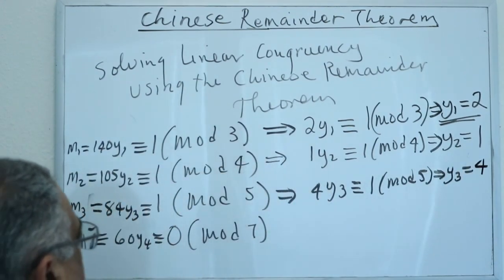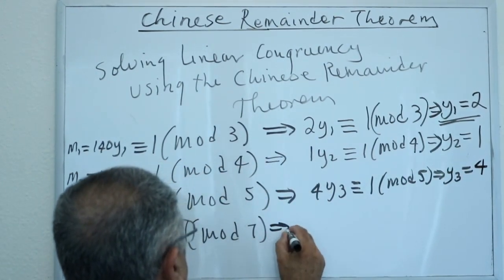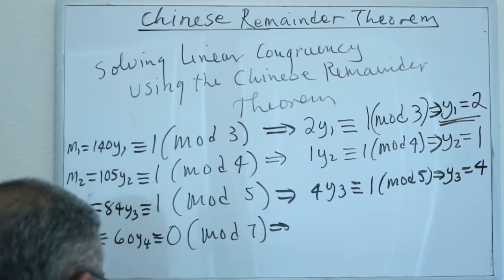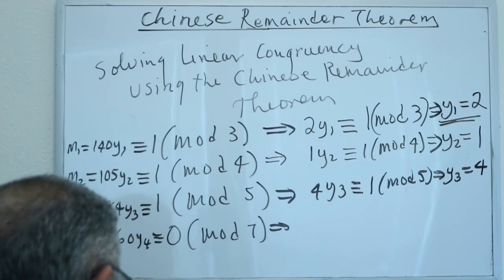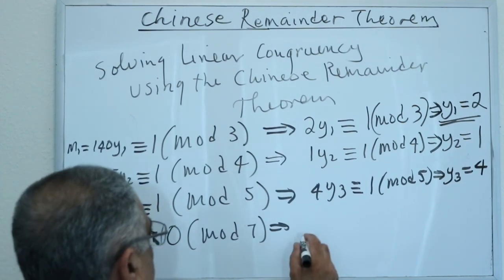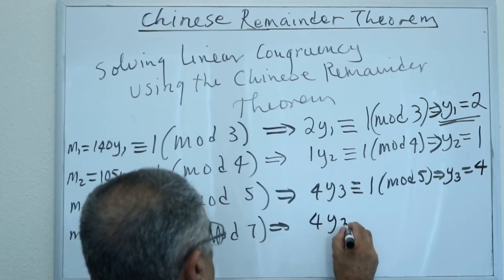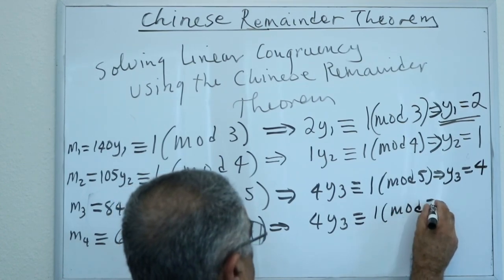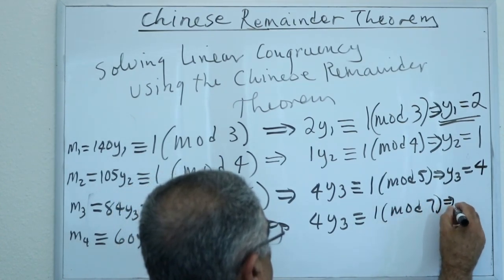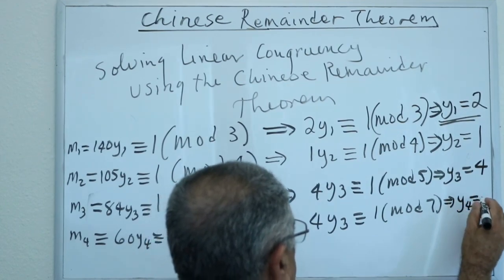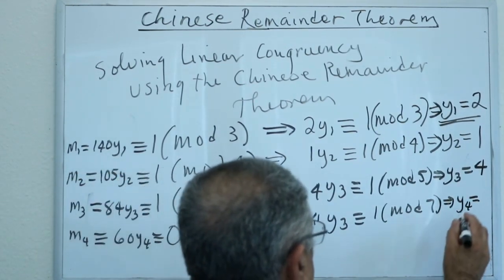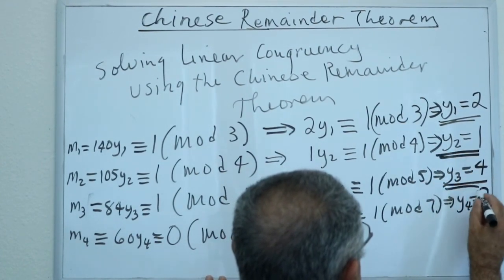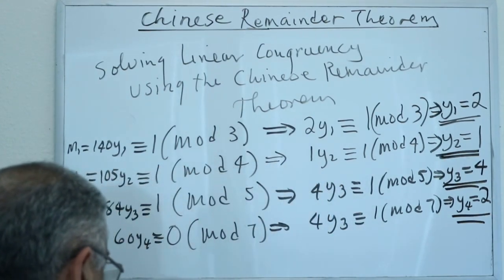See how I'm going through this. Now, this one here is going to be 60. If I do 60 mod 7, which gives me 4, so this would be 4 y sub 4, which is congruent to 1 mod 7. So in this case, y sub 4 is going to be 2. Okay, so now I got my values. I get y1, y2, y3, and y4.